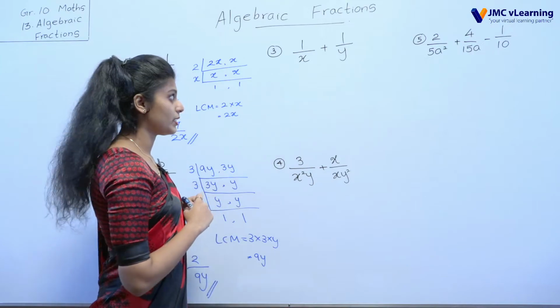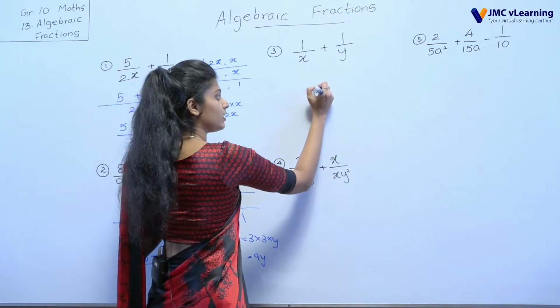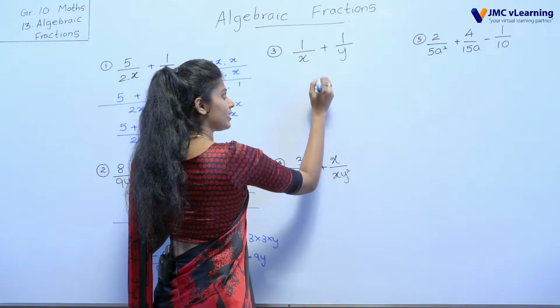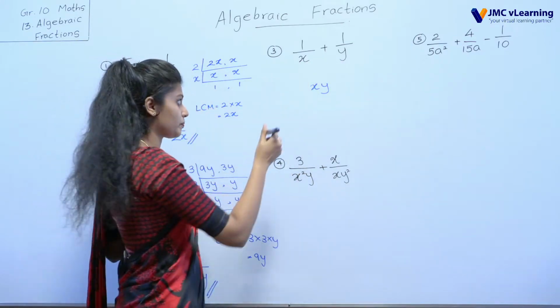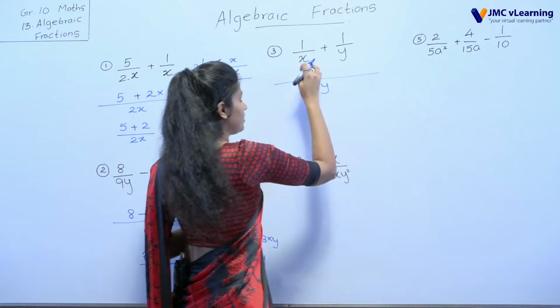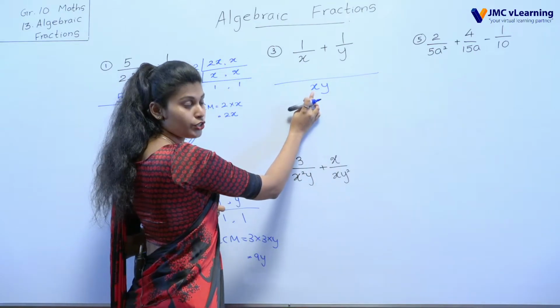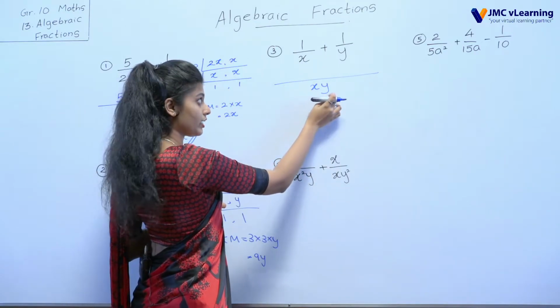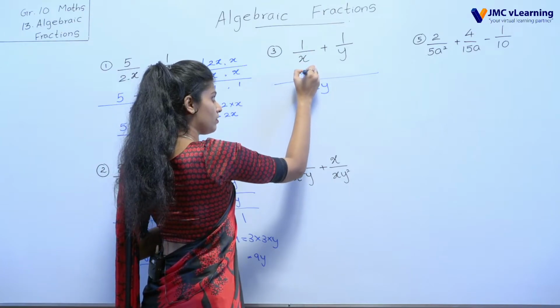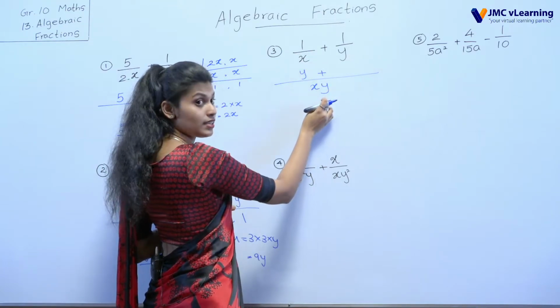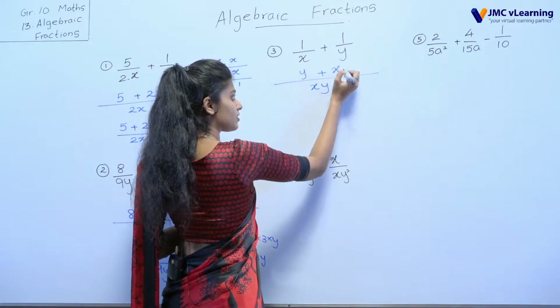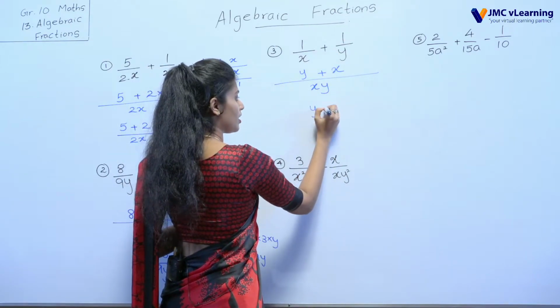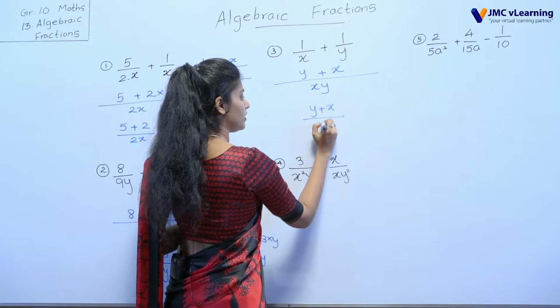The next example, 1 over x plus 1 over y. Different denominators. Then the common denominator is found by multiplying these two, so we take xy. Then x is there, so you have to multiply this one by y. y into 1, y, plus y is there, left x, x into 1, x. Answer is y plus x over xy.